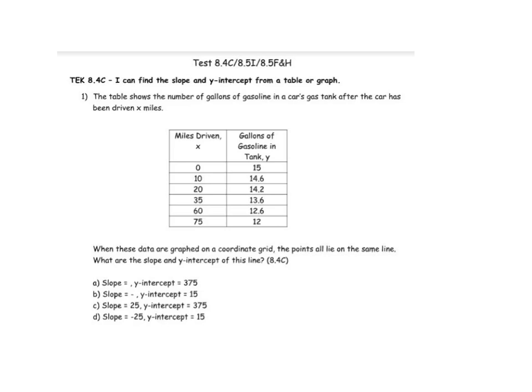A. Slope equals 1/25. Y-intercept is equal to 375. B. Slope equals negative 1/25. Y-intercept equals 15. C. Slope equals 25. Y-intercept equals 375. D. Slope equals negative 25. Y-intercept equals 15.